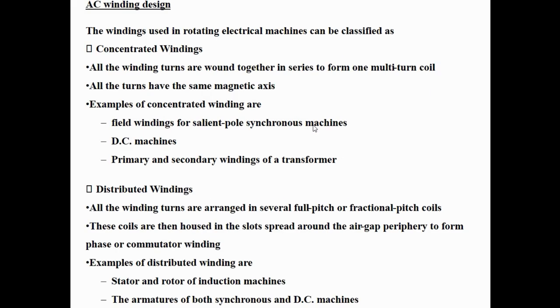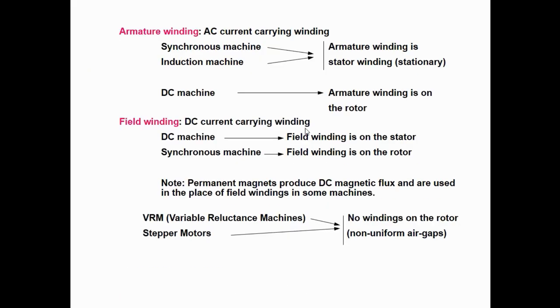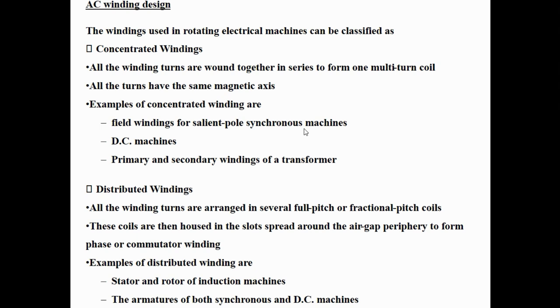Okay. Now here we can have different types of winding design. I will discuss all of them, don't worry. I will also present some demonstrations. Here, for the winding used in rotating electrical machines, we can classify them, like concentrated winding: all the winding turns are wound together in series to form one multi-turn coil. All the turns have the same magnetic axis.